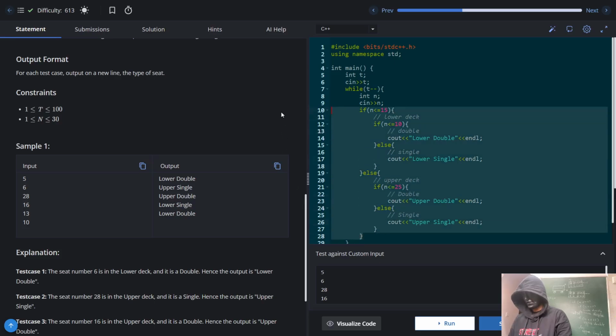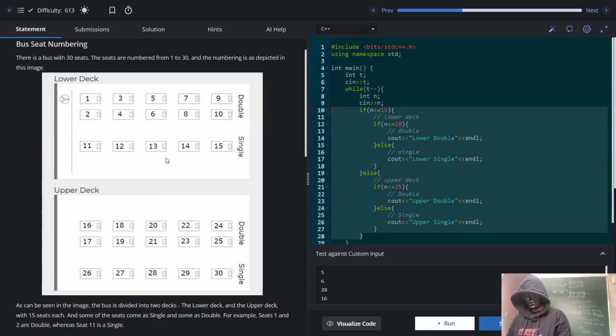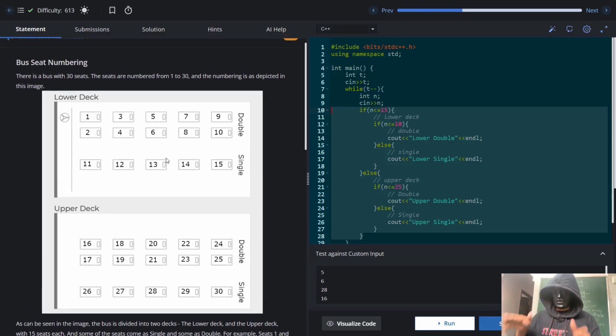You'll have to just figure out how seats are arranged, what is the range of upper and lower, and in upper again what is the range of double and what is the range of single seats, and in the same way for the lower deck also. So yeah, this was an easy problem only.